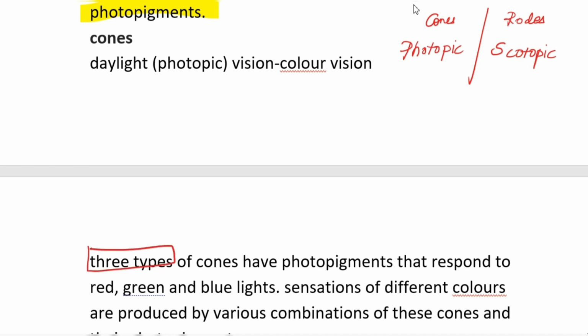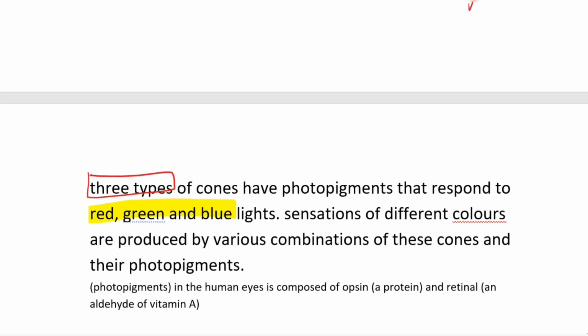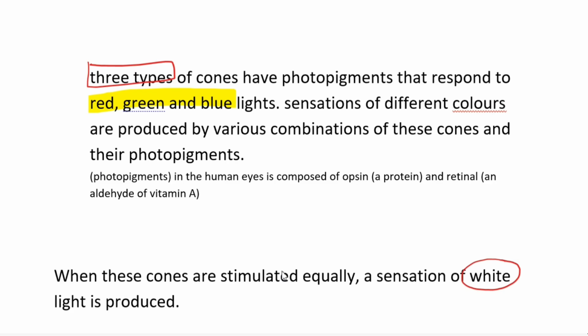There are three types of cone cells, for red, green and blue light respectively. The combination of all these cone cells helps us to perceive the different colors around us. When all three types of cones are stimulated equally, we get a sensation of white light, as white light is a combination of VIBGYOR, right? So cones have three photopigments, which is RGB: red, green, blue.